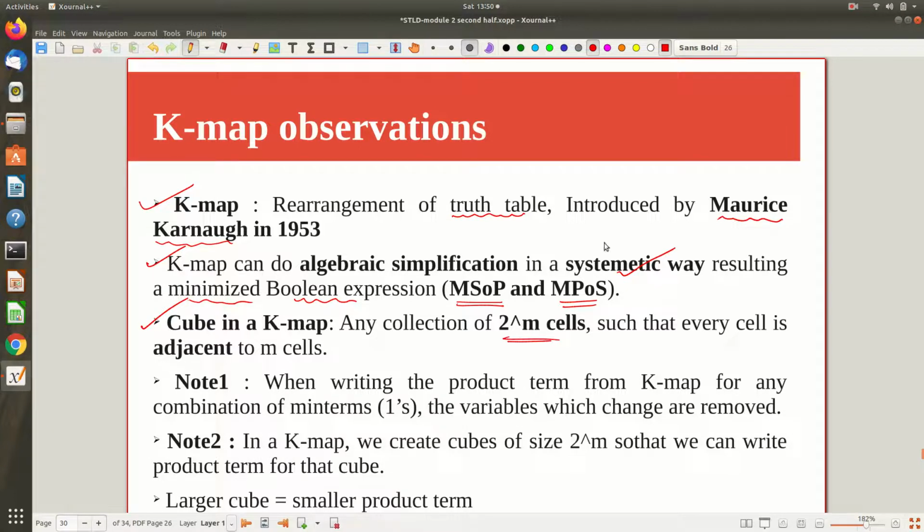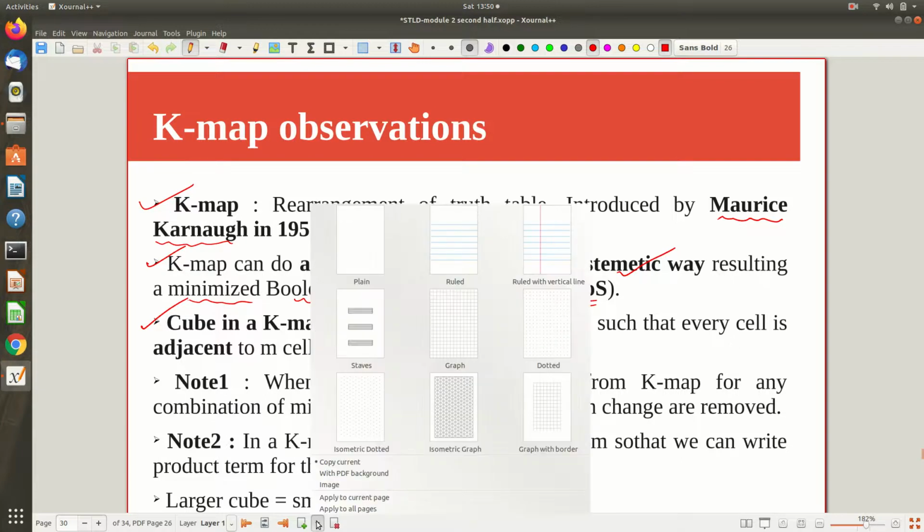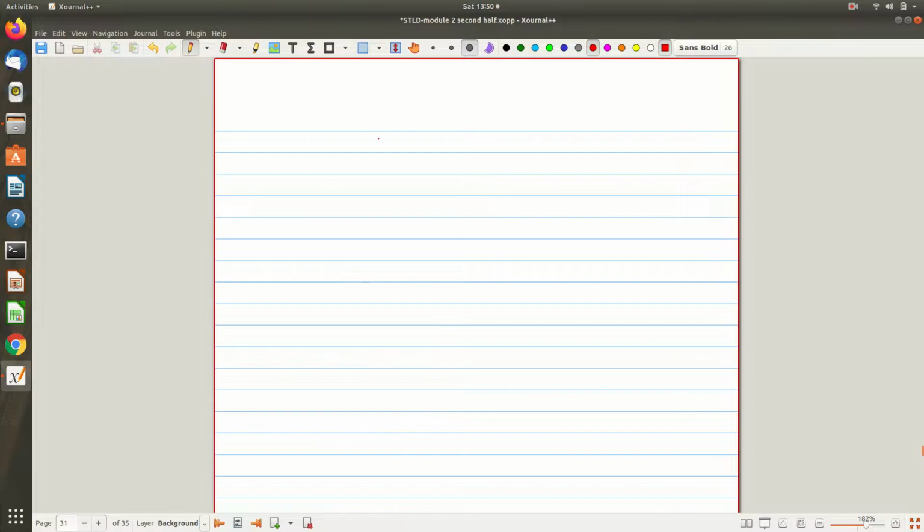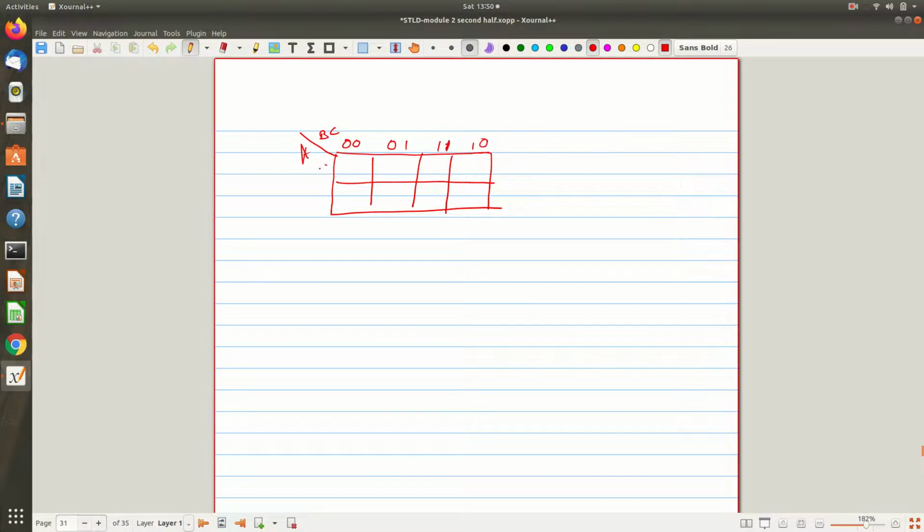If you want, let me explain this point a little bit. Suppose I have our 3 variable K-map. These are all the cells we have, right? A, B and C, with BC as 0 0, 0 1, 1 1, 1 0, using Gray code, and A as 0 and 1. This is cell 0, then 1, then 2, 3, cell number 4, cell number 5, cell number 6 and cell number 7.